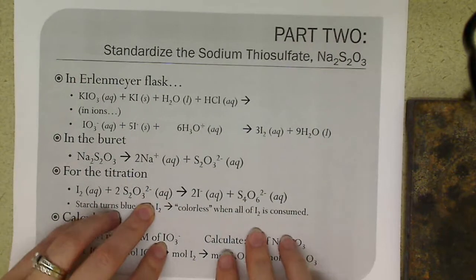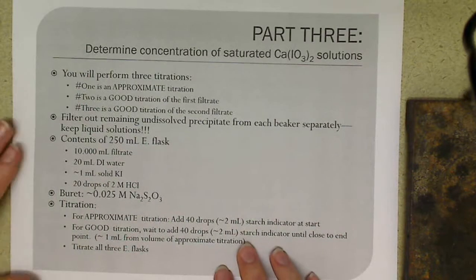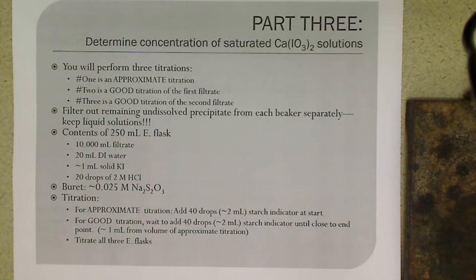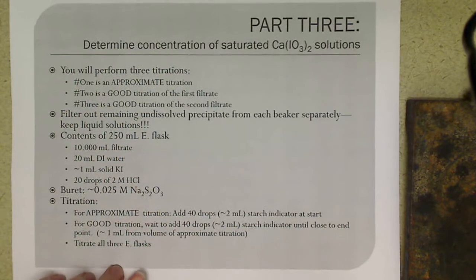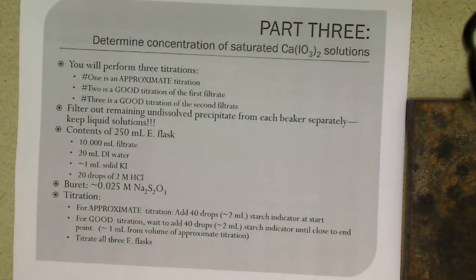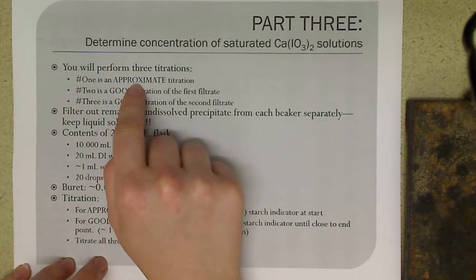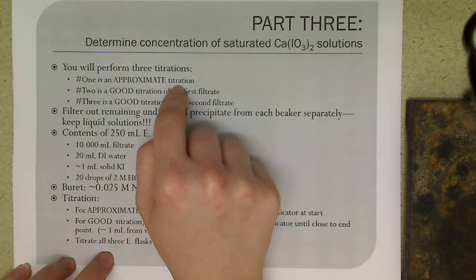All right, so part 3. You are going to be doing 3 titrations. You're going to titrate each of your filtrates, so each of what's going on in your beakers, the 40 milliliter beaker and the 80 milliliter beaker. But remember, we can only add that starch indicator right before we get to the end point, and you don't necessarily know what that end point's going to be. So your first titration is going to be an approximate titration.